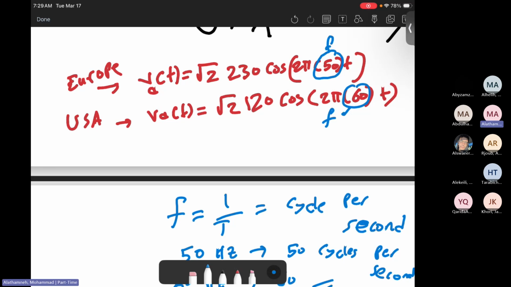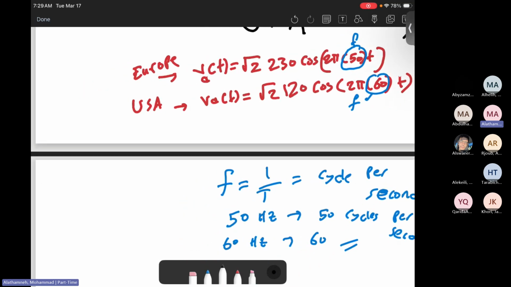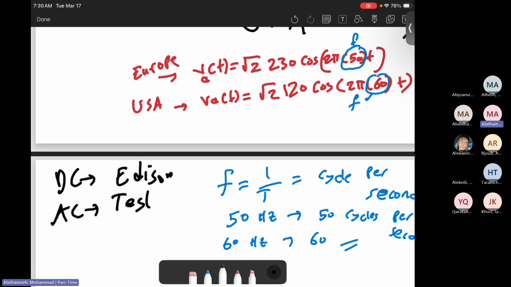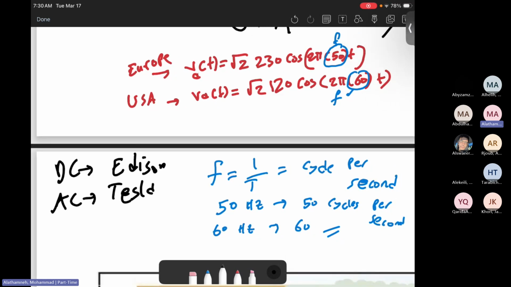I think this goes back to the early invention of electricity. As we know, DC was led by Edison, and AC was led by Nikola Tesla, who invented the AC and the DC. And as we know also, who invented the light bulb, which is the light bulb.